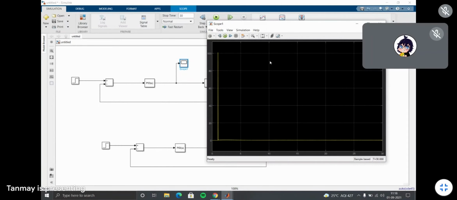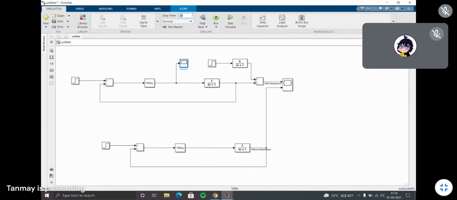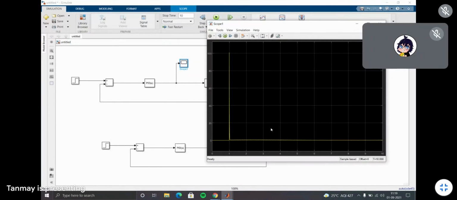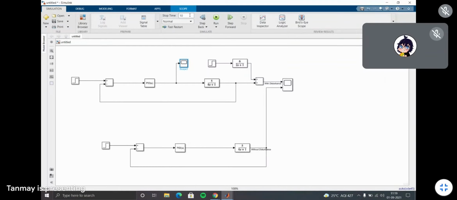Ma'am, I am also getting a different output. I have taken the time as 30 seconds because it is taking that time to settle down. Don't take the time as 30 seconds. Don't take it.